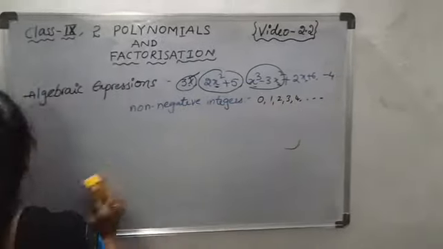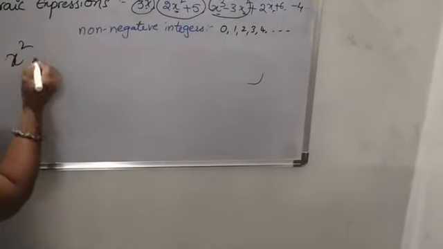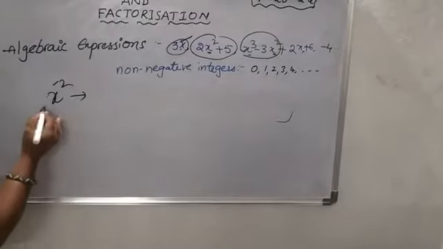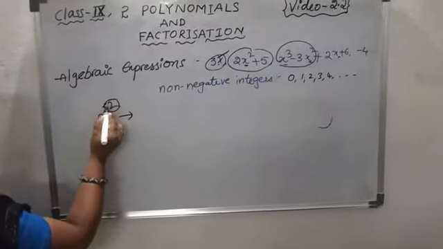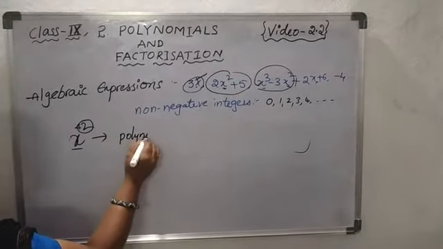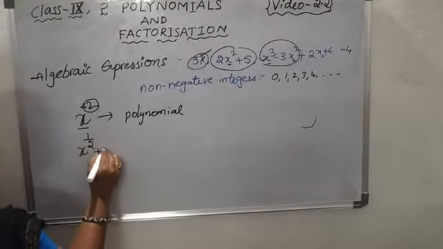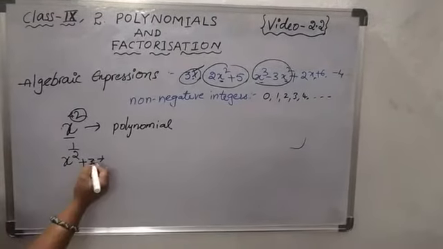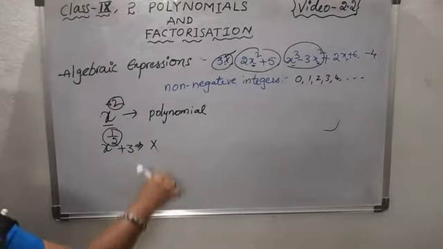For example, x square, is it a polynomial? First of all we check the exponent of the variable x. Here the exponent is 2. Before it there is no symbol, so we can take it as plus. So it is a positive number, so it is a polynomial. Next, x to the power of 1 by 2 plus 3. Can anyone say, is it a polynomial? No, it is not a polynomial. Why? Because the exponent is not an integer. So that's why it is not a polynomial.